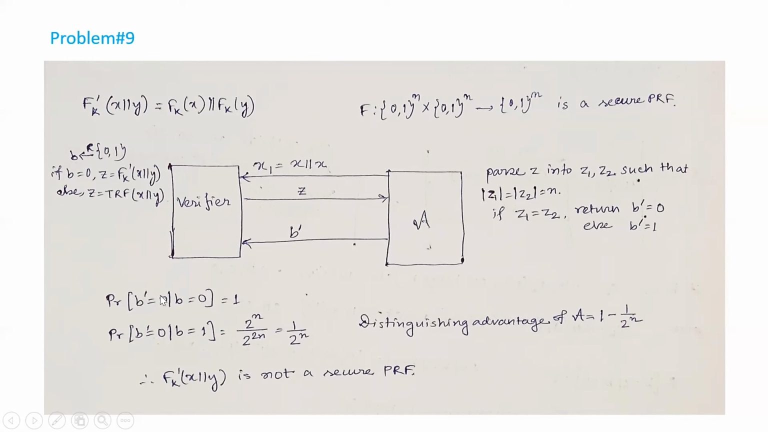And the probability that b dash is returned as 0, provided b was actually 0, is of course 1. And the probability that b dash is returned as 0 when b was actually 1, that is, the verifier was actually using a truly random function to output z, is the probability that in an output 2n-length string, the first half is exactly equal to the second half. The denominator is 2 to the power 2n, all possible strings of length 2n, and the numerator is 2 to the power n, because the first half is exactly equal to the second half, and that gives us 1 by 2 to the power n. The distinguishing advantage is 1 minus 1 by 2 to the power n, which is not negligible, and we conclude that this construction Fk dash is not secure, although F is secure.